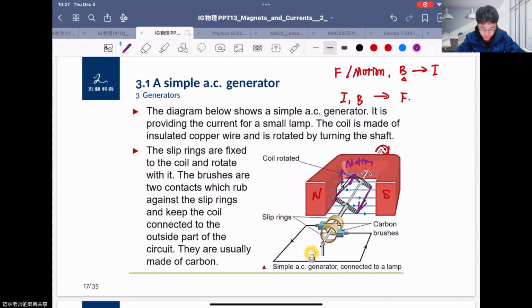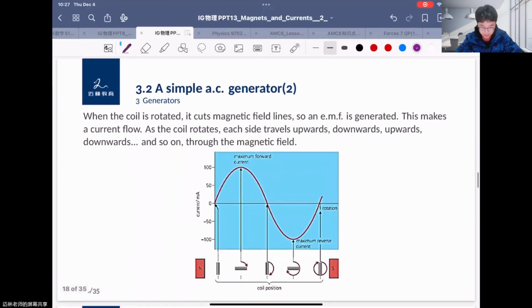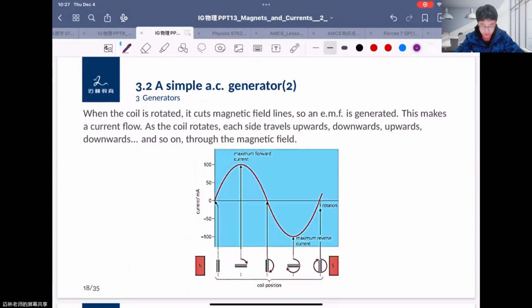Okay, so we're just using this to build a motor or a generator or any kind of device. Sorry, using the motion and the magnetic field to provide the current. Okay, very important.